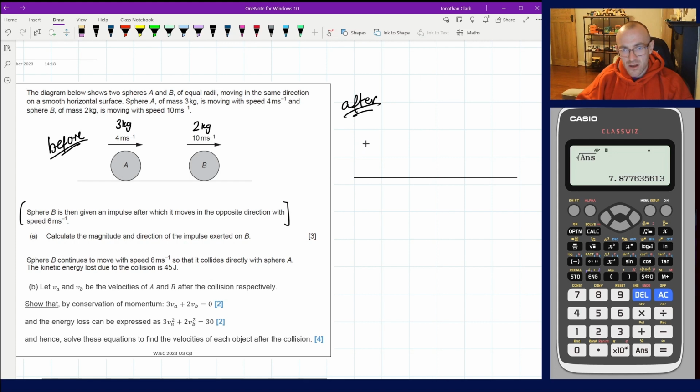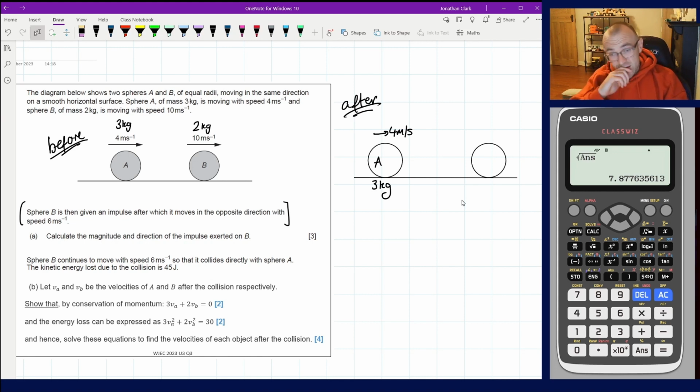Let's just make a really quick new diagram. What's going on? Sphere A is still doing its thing. It's still going this way, 4 meters a second. The weight hasn't changed. It has not dieted since, well, since here. And we've got a 2 kilogram mass, and now it's traveling in the opposite direction at 6 meters a second. So there's definitely going to be a collision very soon. Right, let's have a look at what we actually need to work out. I haven't even got that far yet. Calculate the magnitude and the direction of the impulse exerted on B.